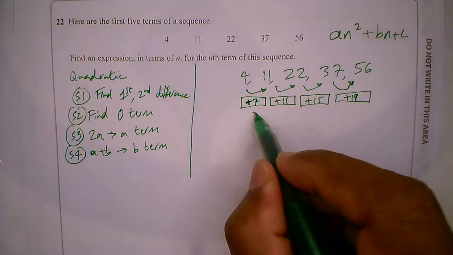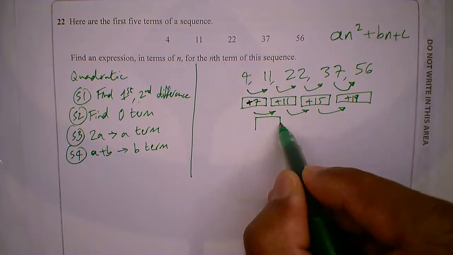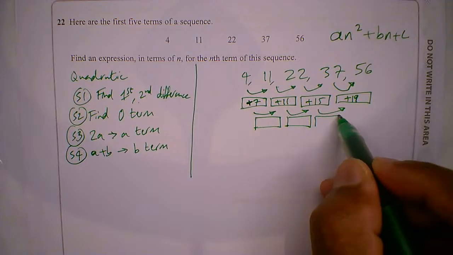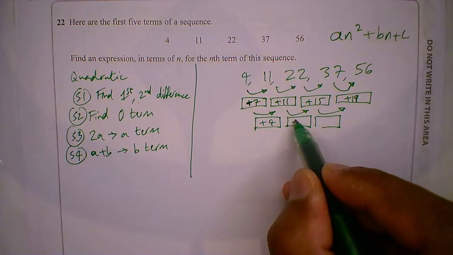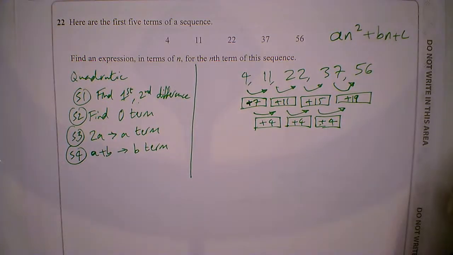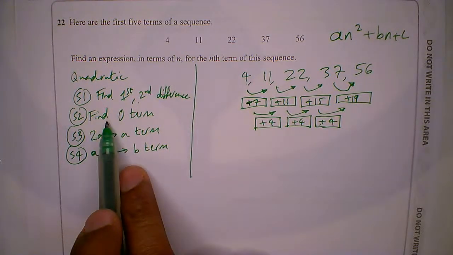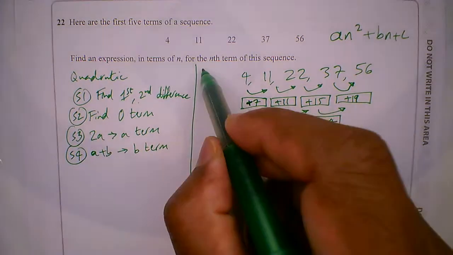Okay, now what's the second difference? The second difference is plus 4. 7 plus 4 is 11, plus 4 is 15, plus 4. Okay, so we got that. We found the first difference and second difference. Now we need to find the zero term. The zero term is here.